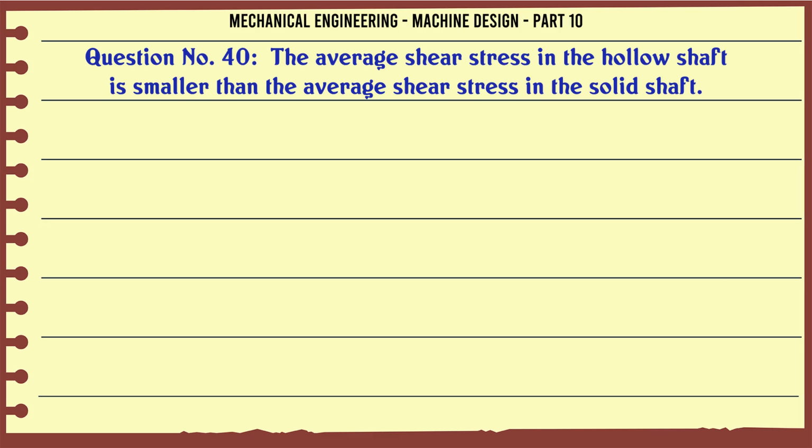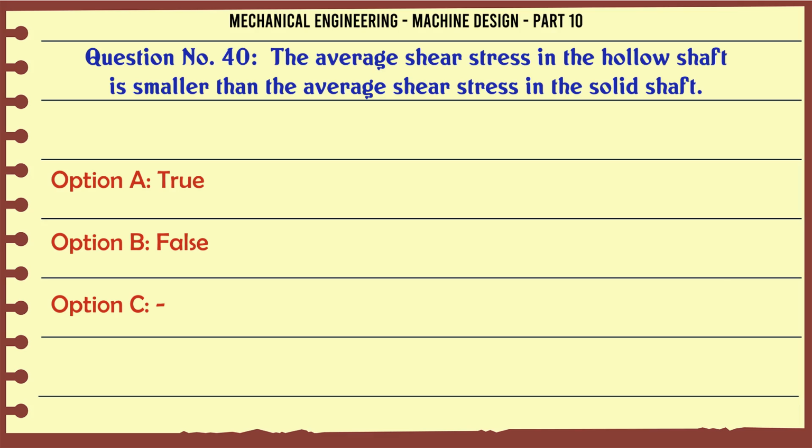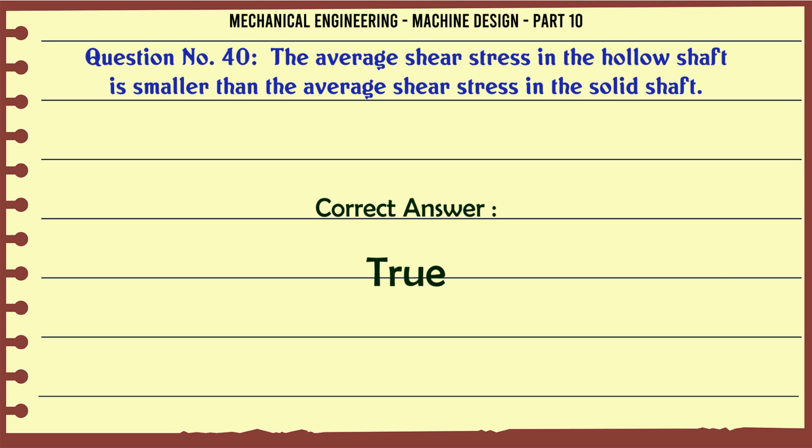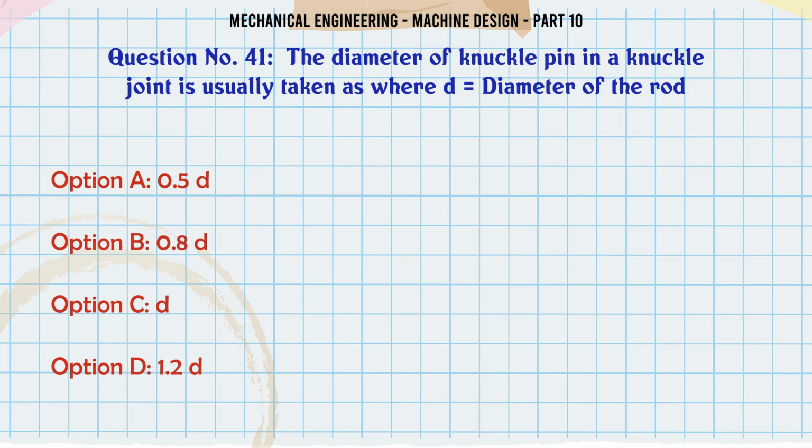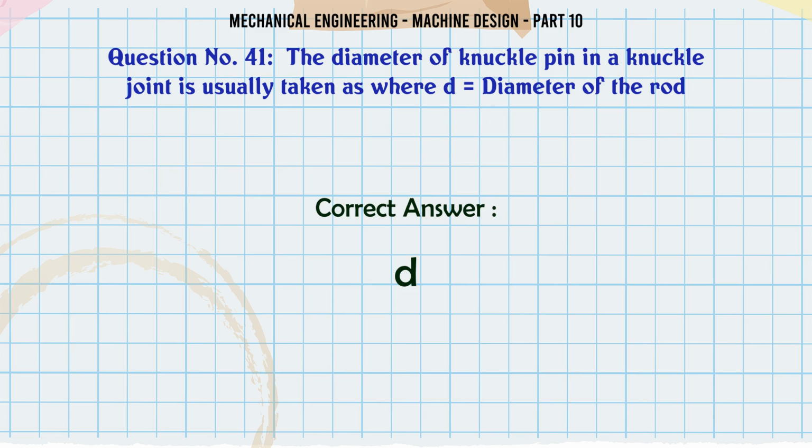The average shear stress in the hollow shaft is smaller than the average shear stress in the solid shaft. A, true; B, false. The correct answer is true. The diameter of knuckle pin in a knuckle joint is usually taken as, where D is the diameter of the rod, A, 0.5 D; B, 0.8 D; C, D; D, 1.2 D. The correct answer is D.